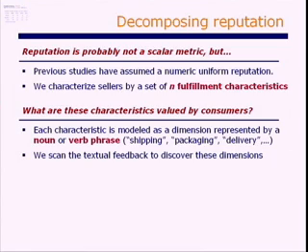Now, how do we decompose the reputation profile? Our underlying model is that every seller is characterized by a set of fulfillment characteristics. And we model each characteristic as a dimension represented by some particular noun or verb phrase. Shipping, for instance, would be a dimension. Packaging would be a dimension. Delivery would be a dimension. Responsiveness would be a dimension. Politeness would be a dimension. Service would be a dimension. And for each of these sellers, we mine their text to discover these dimensions.